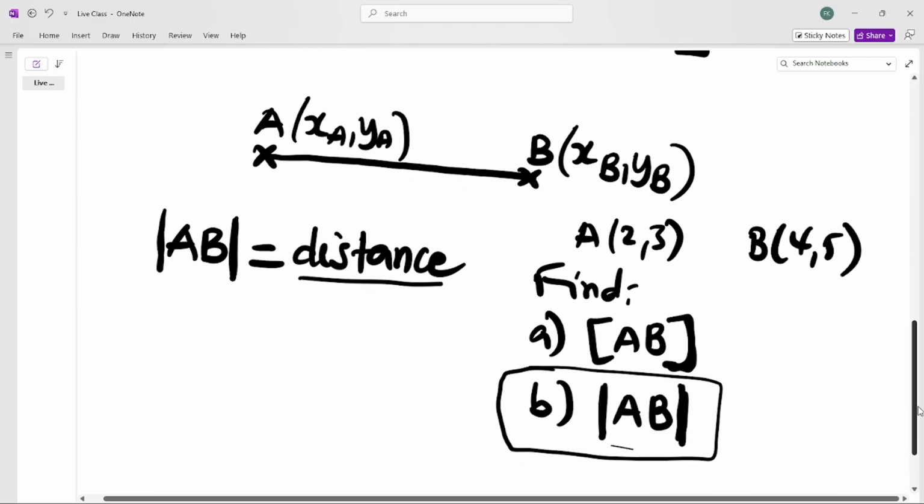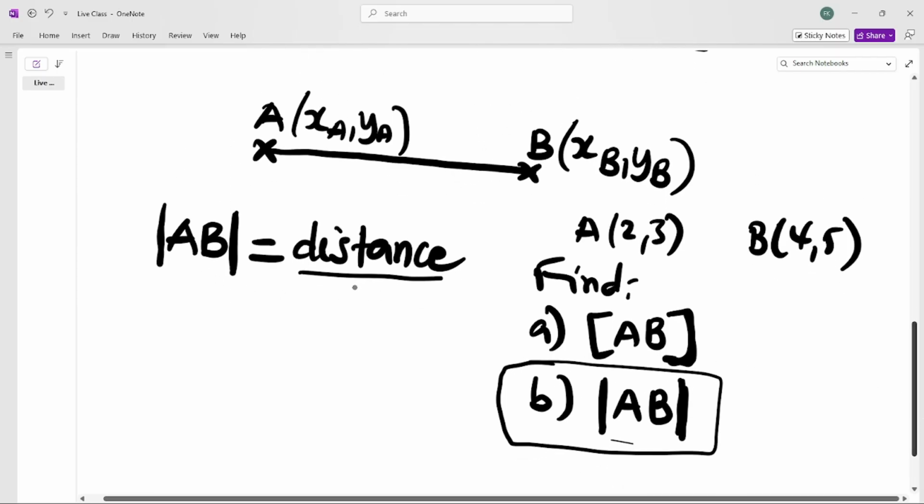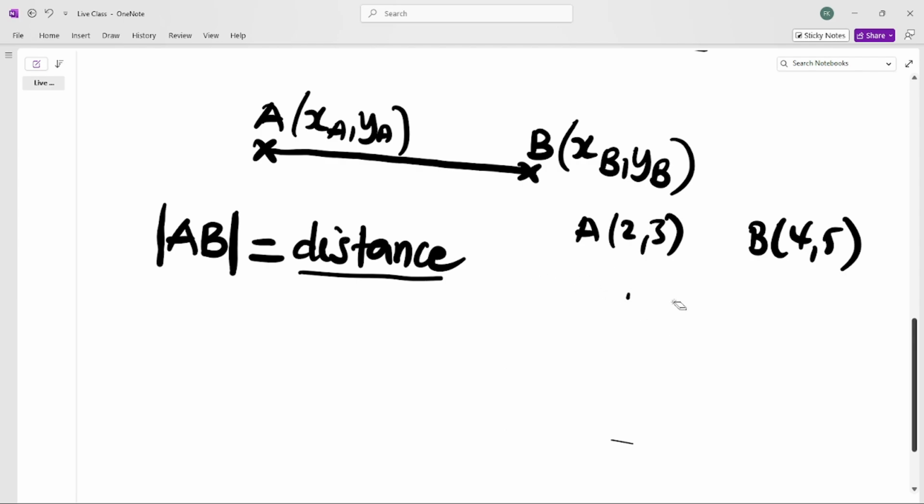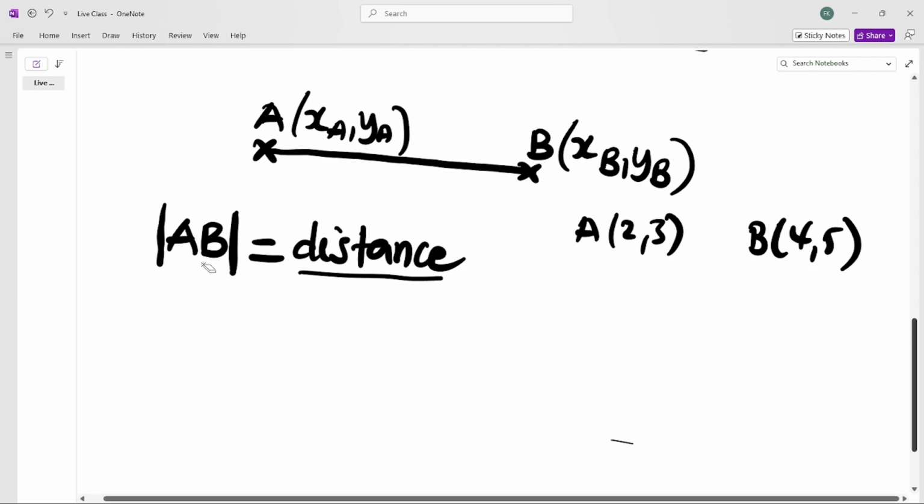So you need to be used to those particular symbols around them. You see them mostly in the book. Sometimes they'll say find the distance, but sometimes they just put this symbol around it, find AB. They are asking you to find the distance between the 2 points.